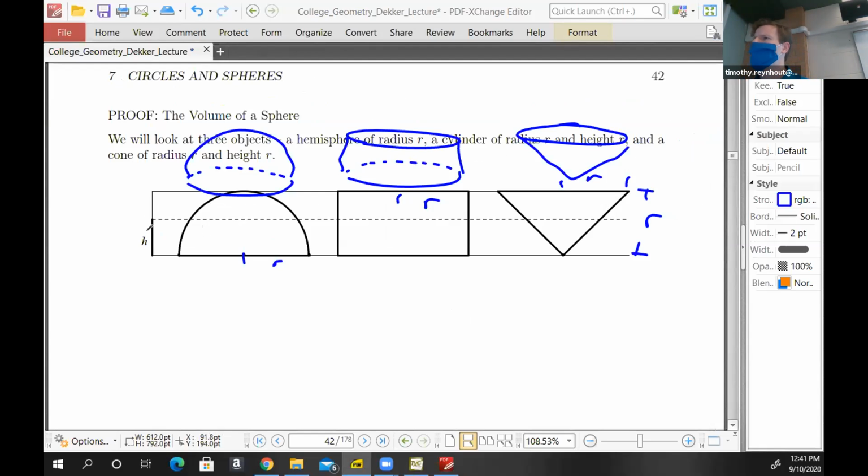So the height is given here by the dashed line. If we were to consider the area of a slice of each of these, we wanted to look at the area of a slice at height h of the hemisphere, right? We'd be looking at the slice that's right here at that height. Of course, this is the radius as well. Here's the height.